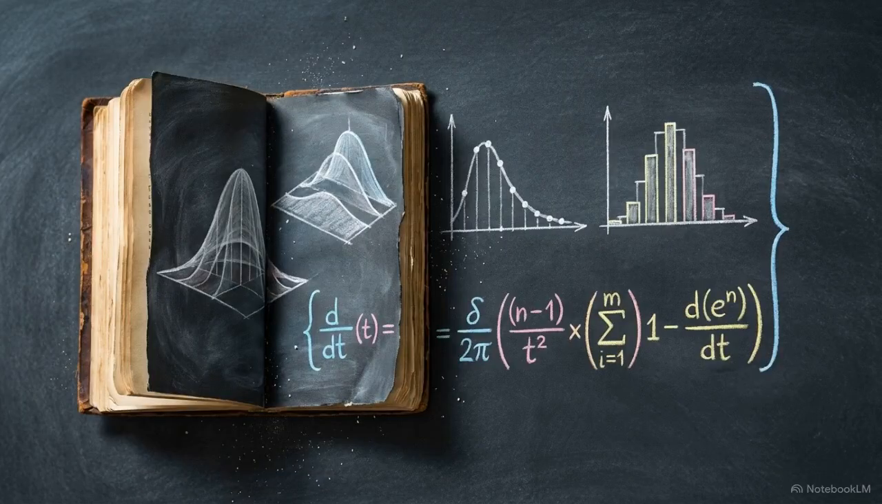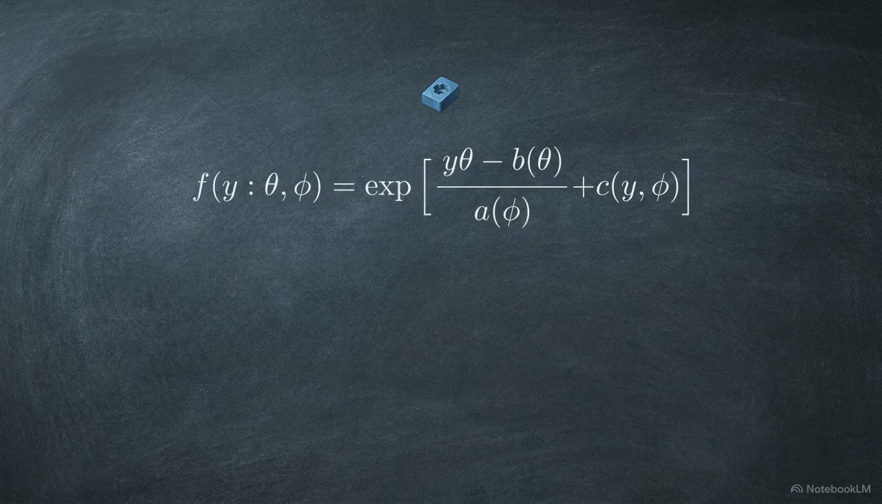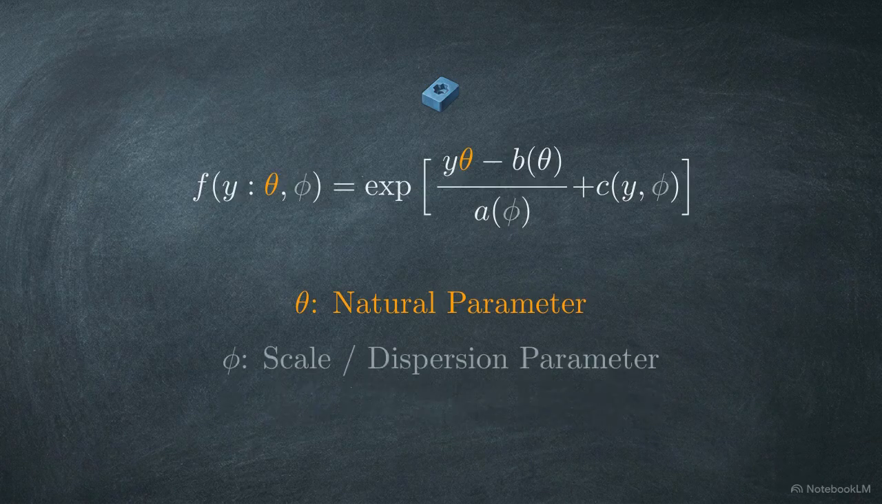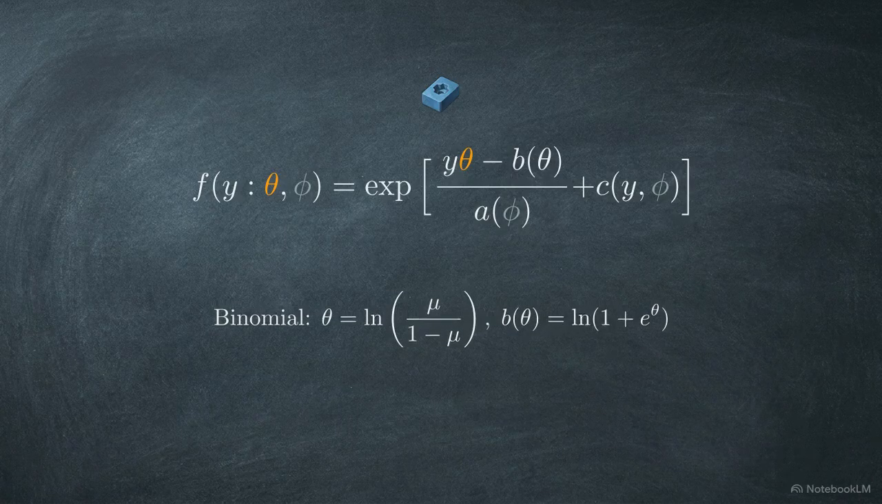The first rule of a GLM is that the probability distribution of your data must belong to the exponential family. This equation represents the exponential family density function, the universal template. Inside, theta is the natural parameter, derived from the mean. Phi acts as the scale parameter. By swapping these, this single equation generates the normal, Poisson, or binomial distributions on demand.